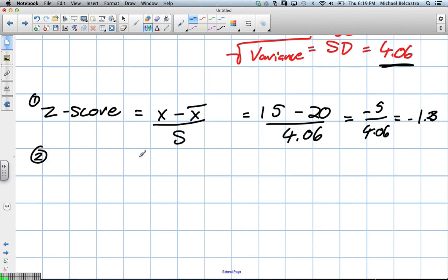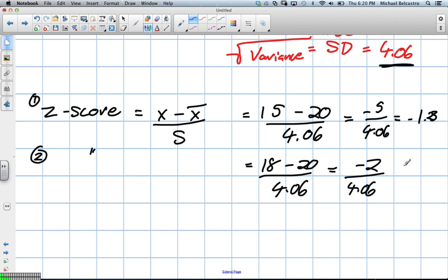Let's do the second z-score. The second value was 18 minus 20, divided by 4.06. So that's going to be negative 2 divided by 4.06. And what are we going to get here? Negative 0.49. Great.